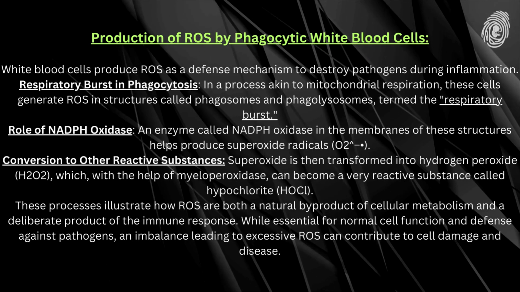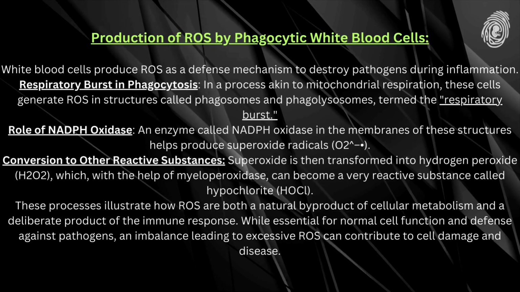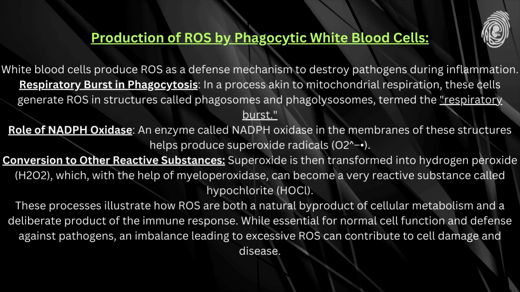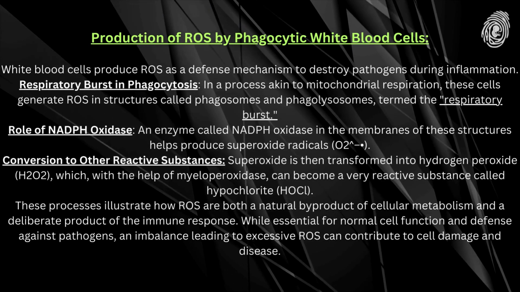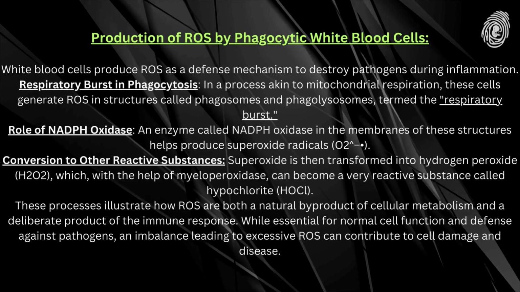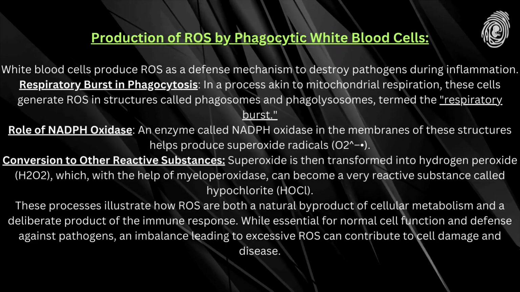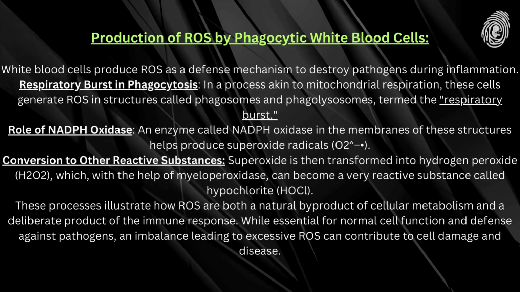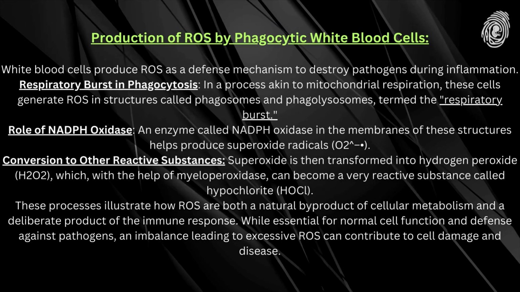These processes illustrate how ROS are both a natural byproduct of cellular metabolism and a deliberate product of the immune response. While essential for normal cell function and defense against pathogens, an imbalance leading to excessive ROS can contribute to cell damage and disease.